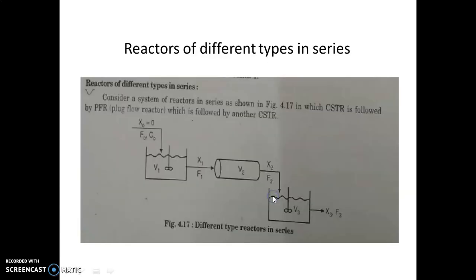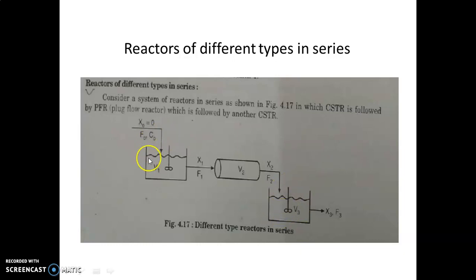So consider a system of reactors in series as shown in figure 4.17, in which a CSTR is followed by a plug flow reactor, and that plug flow reactor is followed by another CSTR. So here we are using different reactors. Two CSTRs and one plug flow reactor are connected in series. This is the CSTR having volume V1. Then this is the plug flow reactor having volume V2, and the third reactor is again a CSTR.